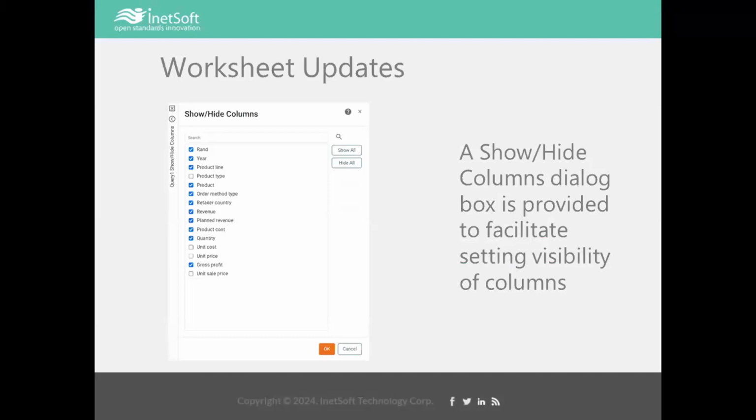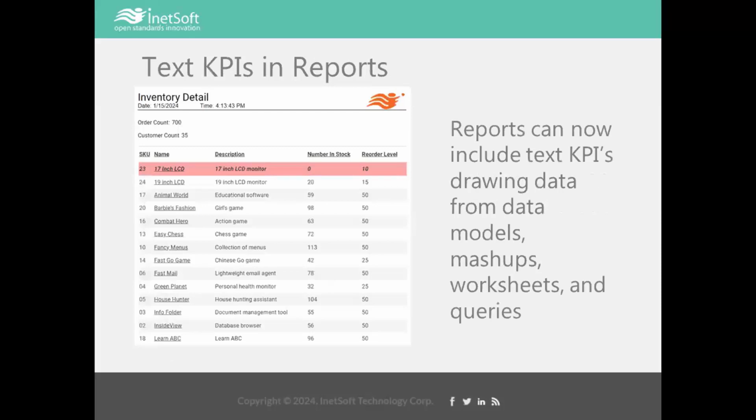Regarding worksheet updates, worksheets now feature a quick menu for showing or hiding columns in the data worksheet. For reports, we now have text KPIs in reports. You can bind your text component in a report to actual data, referencing data models, mashups, worksheets, and queries for overall greater report design flexibility.